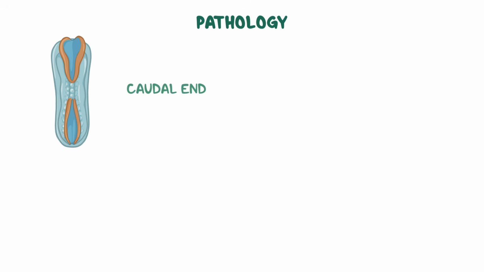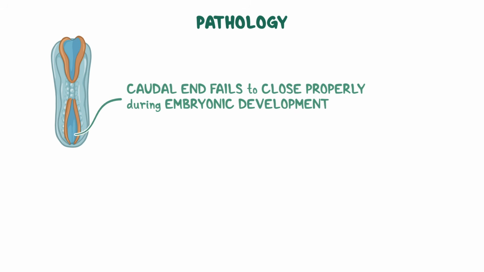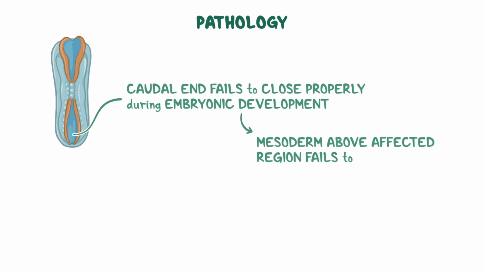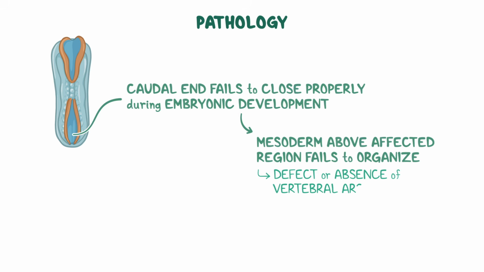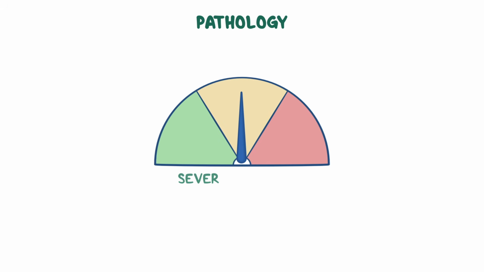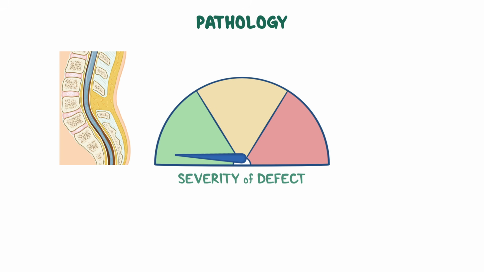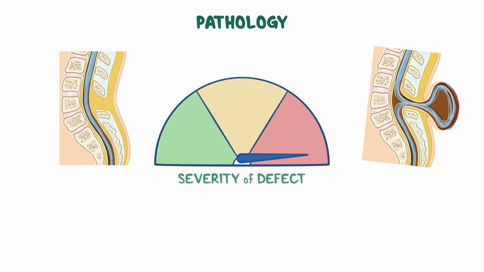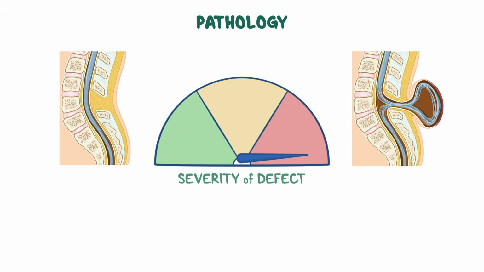Now, spina bifida occurs when the caudal end of the neural tube fails to close properly during embryonic development. As a result, the mesoderm above the affected region fails to organize, which results in a defect or absence of the vertebral arches, usually around the L5 to S1 vertebrae. Depending on the severity of the defect, spina bifida can range from a small harmless gap in the bone to a complete protrusion of the meninges and the spinal cord through the spine.